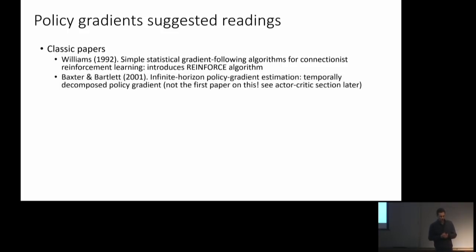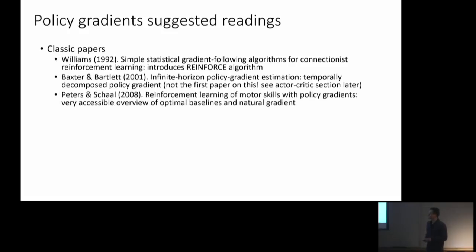This is a paper that discusses the temporal decomposition, the causality thing, what I called causality. It's called the GPOMDP estimator. This is not actually the first paper that proposed this. I'll introduce the first paper later on when I talk about actor-critic algorithms, because it was introduced in a paper that mostly talks about actor-critic and happens to also mention this temporal decomposition. And if you want a more accessible, more modern tutorial on policy gradients and also on natural gradients, this is a fairly accessible review-style paper by Peters and Schaal on policy gradient.